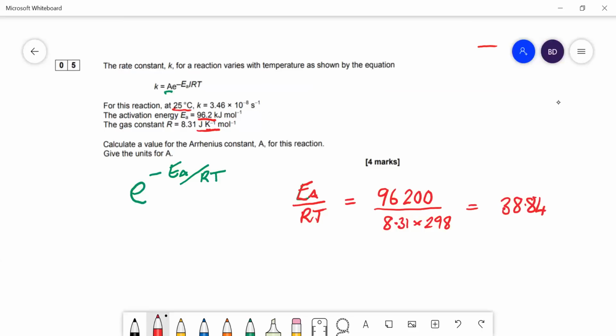And the next thing, I'm going to put that value into here. So I'll do that on the calculator. I'll do e to the minus Ea over RT. You press Shift Ln on your calculator, which gives you e to the power of x. So you do Shift Ln, so e to the minus 38.84, and that gives you 1.345 times 10 to the minus 17.